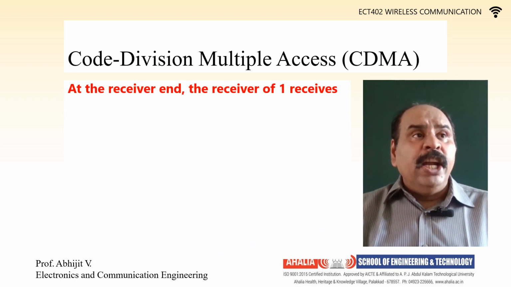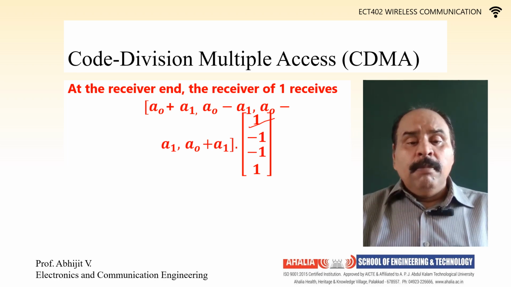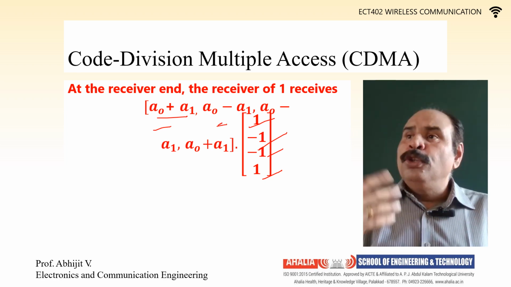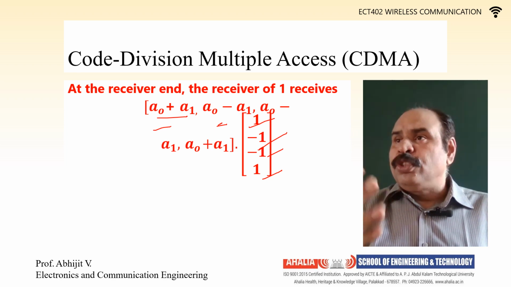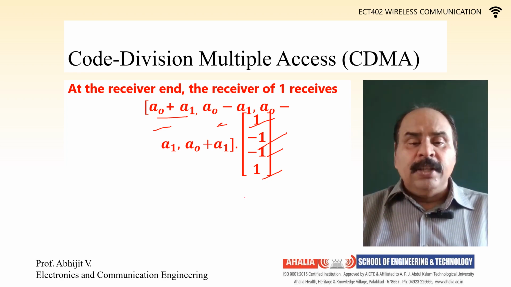At the receiver end of user 1, we have this value, right? 1, minus 1 and 1. We have A0 plus A1. The same signal which is received at user 0's end is the signal that is being received at user 1's end also. But the code here is different.